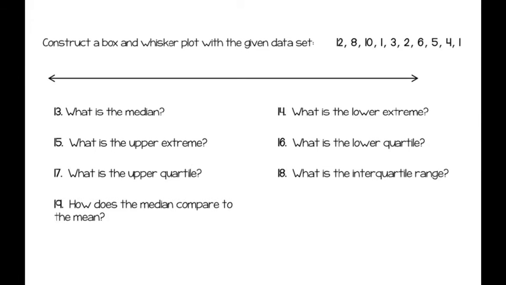Okay, let's make a box and whisker plot. So I've got these data points. The first thing you're going to do with these points of data is you need to put them in order from least to greatest. So let's rearrange them. You want to make sure you don't skip any. And so I like to cross them off as I put them down so that I make sure I don't skip any. That's happened to me before.